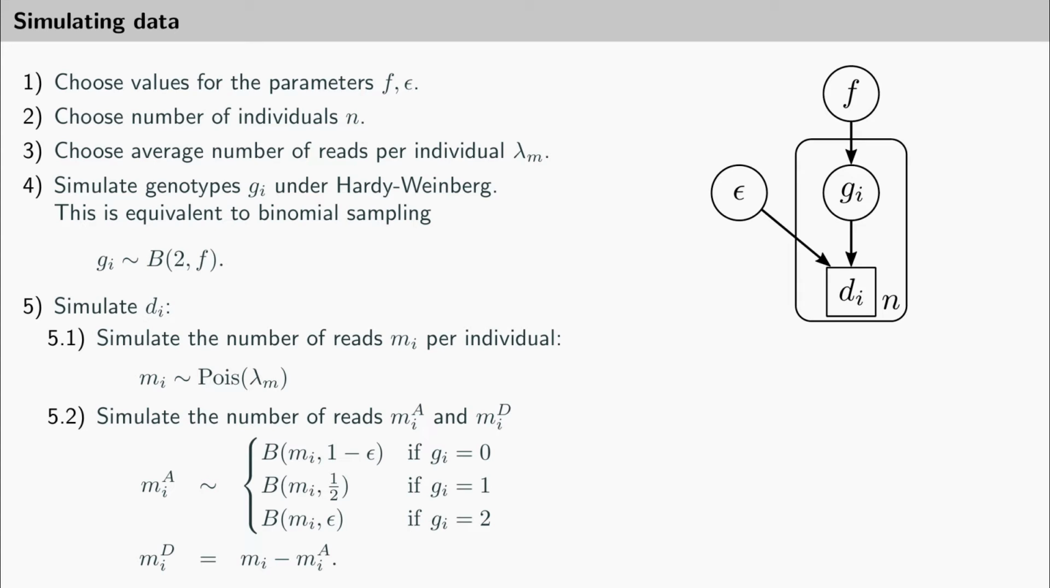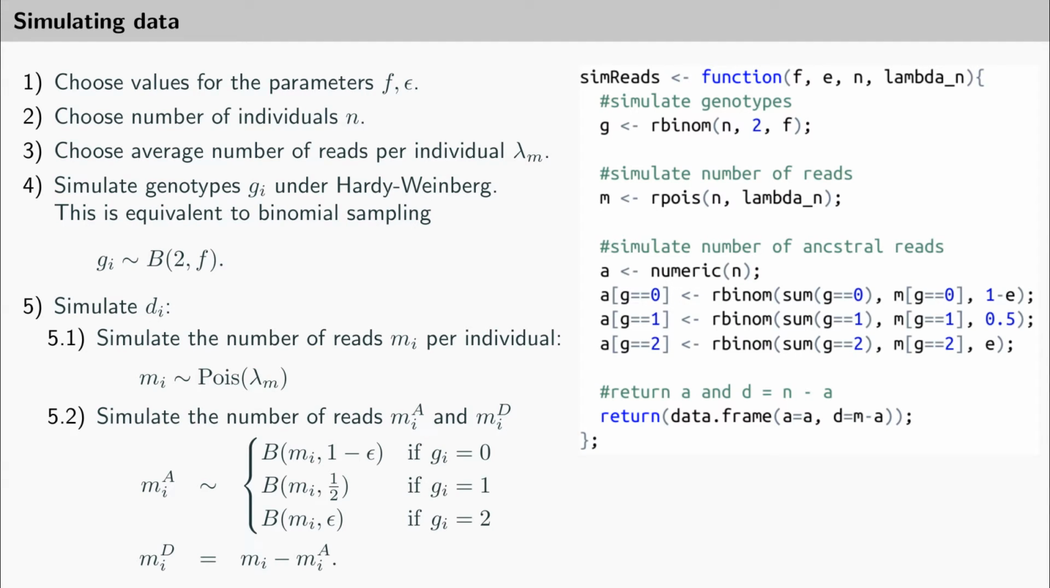So basically, we're going to have m_i draws, and if the genotype is 0, the probability of obtaining an ancestral allele is 1 minus epsilon. If the genotype is 1, it's 1/2, and if it's 2, it's epsilon. The number of derived reads m_iD is then simply m_i minus m_iA.